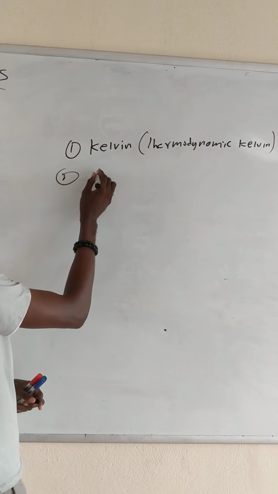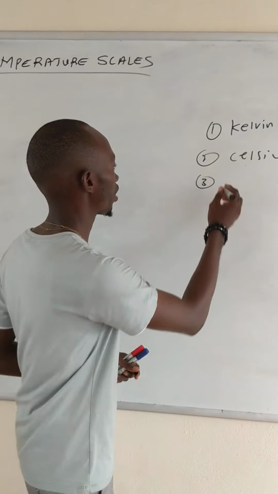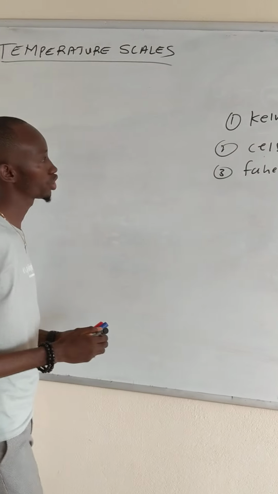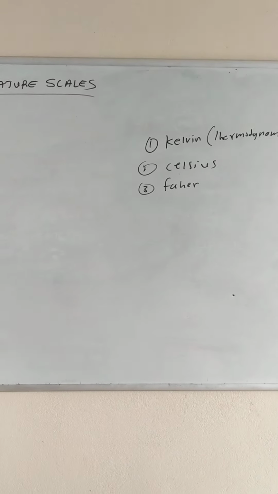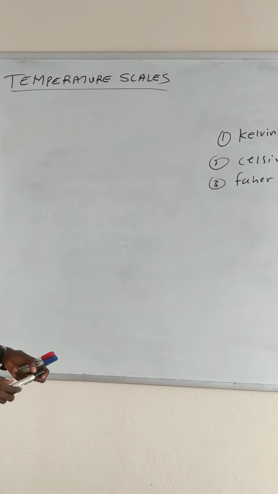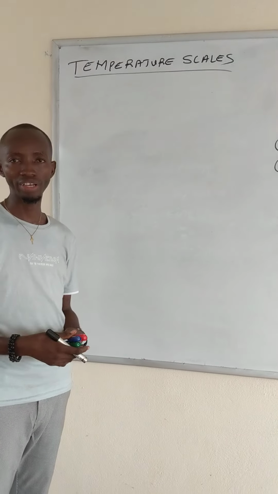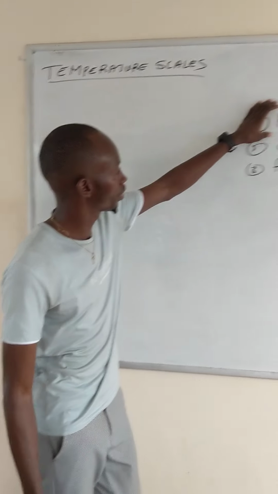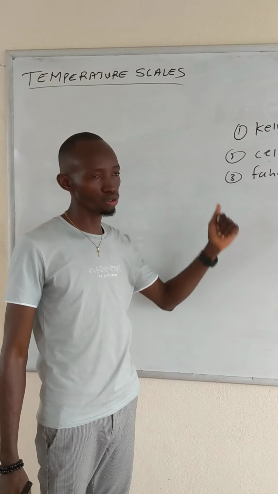The other one is the Celsius scale, and we also have the Fahrenheit scale. These are the three areas we are going to consider, because temperature can be measured in terms of Kelvin, Celsius, or Fahrenheit. The broad scope of this topic is how to find the relationship that connects Kelvin to Celsius, Kelvin to Fahrenheit, or Celsius to Fahrenheit.